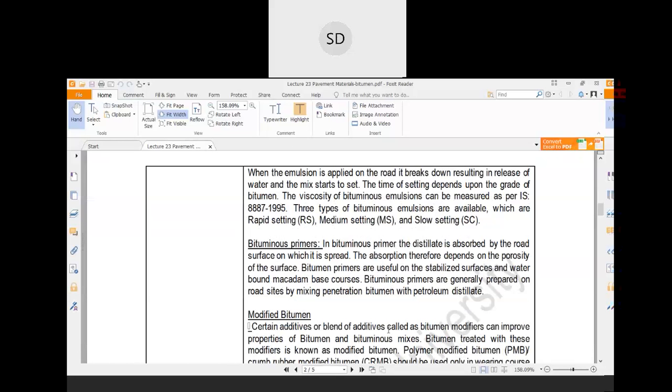Another type of bitumen is called bitumen primers. Generally, bitumen primers are prepared on the site itself. First the bitumen is heated, and after that some volatile or stabilized material is added to it, and it is spread over the surface. So it is called bitumen primer.